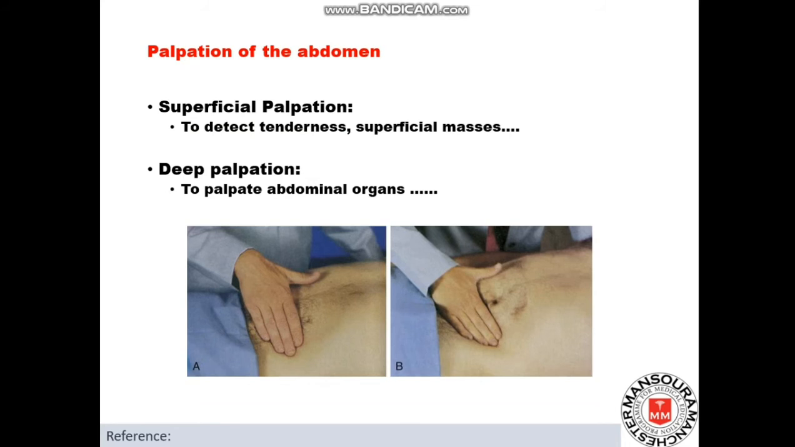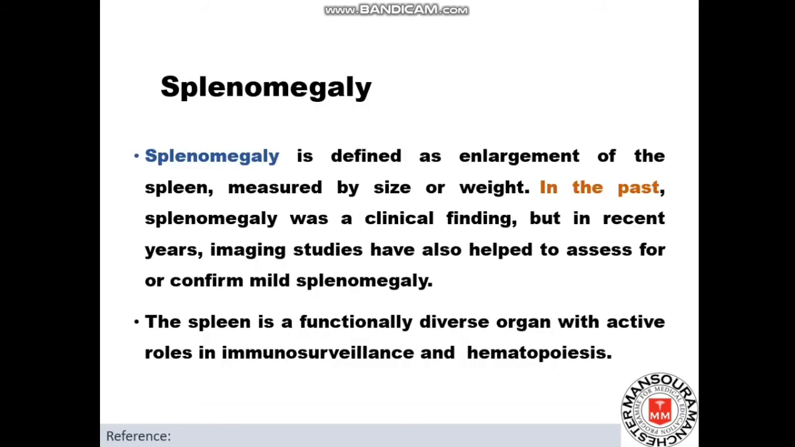Palpation of the abdomen: superficial palpation detects tenderness and superficial masses, and deep palpation palpates abdominal organs such as the spleen and liver. Splenomegaly is defined as enlargement of the spleen, measured by size or weight. In the past, splenomegaly was a clinical finding, but in recent years imaging studies have also helped to assess or confirm mild splenomegaly, which can't be assessed by clinical examination.